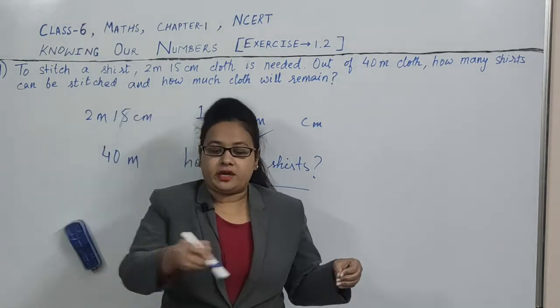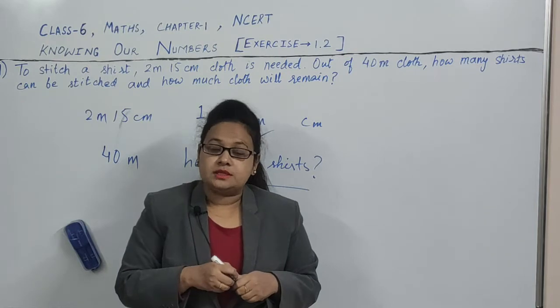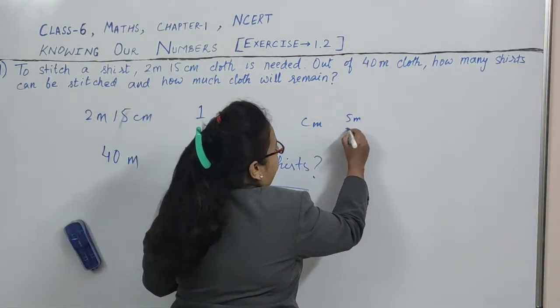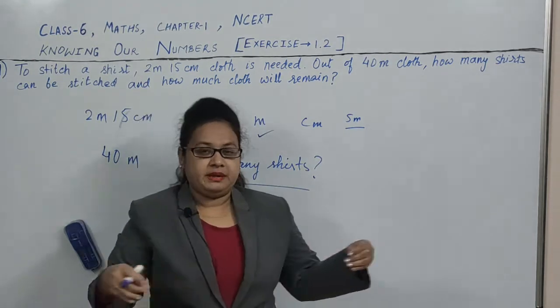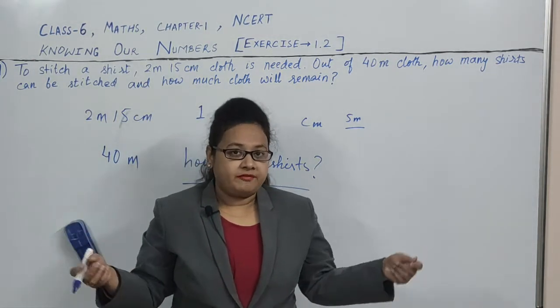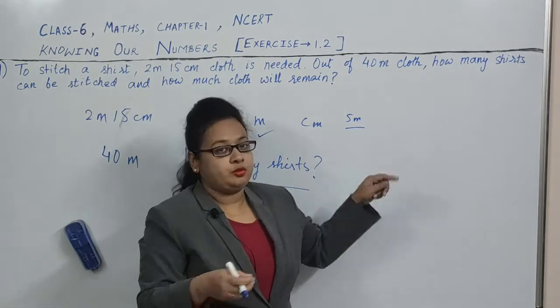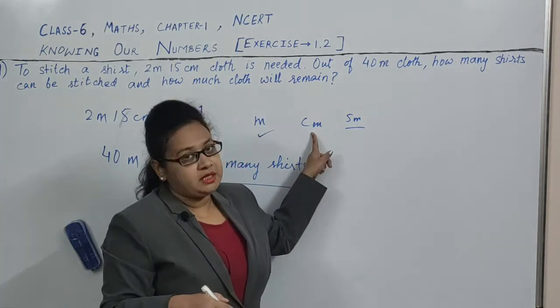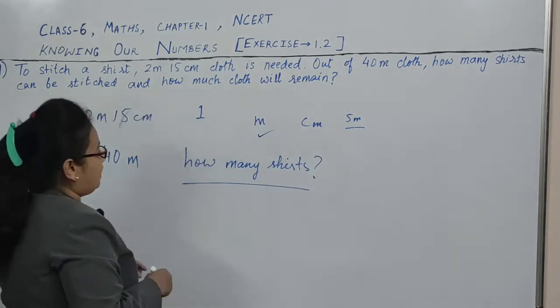Like, what is the length of this room? We will use meters. Maybe the length of this room is 5 meters. So we use meters to measure long things, and to measure small things we use centimeter.